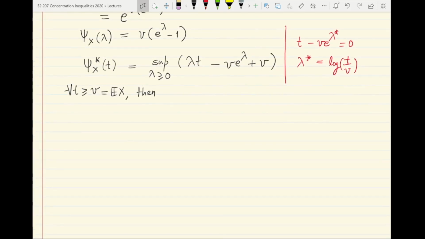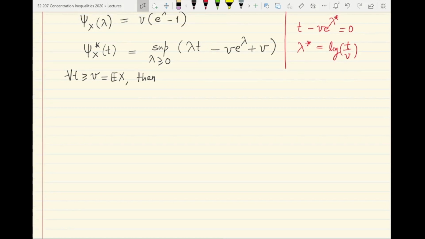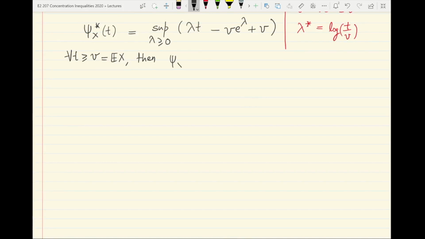Okay, and if t is larger than v, then log of t by v is a quantity larger than log 1, which is at least 0. So lambda star indeed turns out to be greater than or equal to 0 if t is larger than or equal to v. That is, the solution of the unconstrained maximum is the same as the solution of the constrained maximum. So one has that Cx star of t, by explicit solution, is nothing but t times the optimal lambda, which is log t by v, minus t plus v.